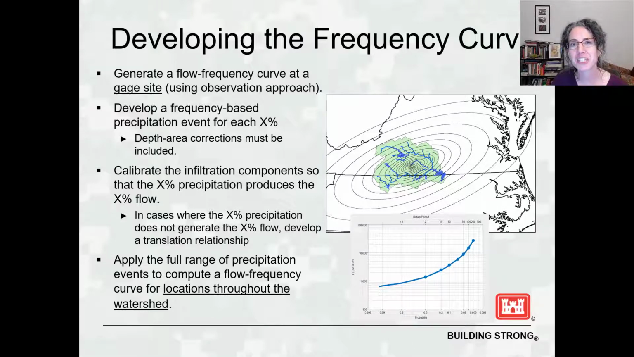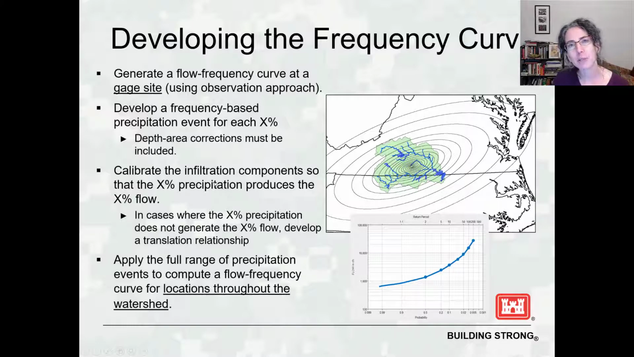This slide first discusses a situation where we do have a gauge site within the watershed, and we want to develop frequency curves for several other sites as well. The first step is generating a flow frequency curve at the gauge site using the observation approach that we discussed in the last lecture. Then we develop frequency-based precipitation for each exceedance probability X. This is based on our precipitation frequency estimates, perhaps from NOAA Atlas 14.